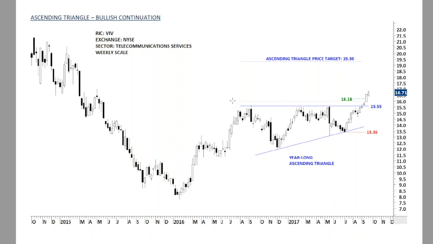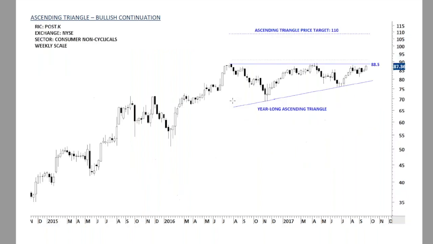So this is one of the charts that is in the process of moving to its chart pattern price target. The second one is still pending for a breakout. A perfect ascending triangle, again a year-long ascending triangle.